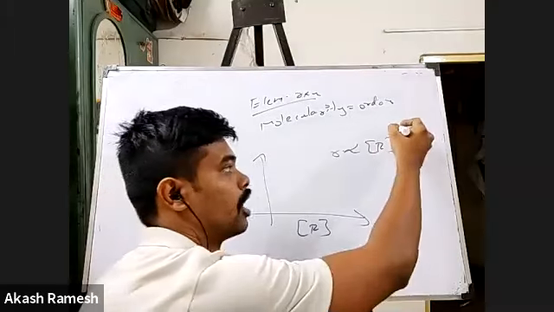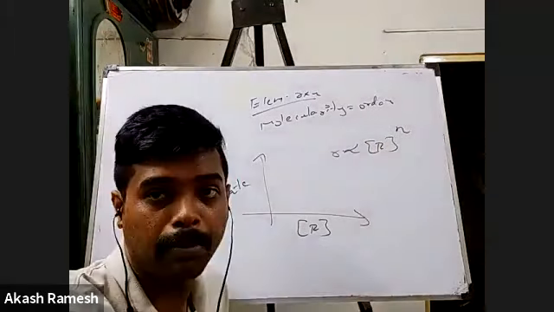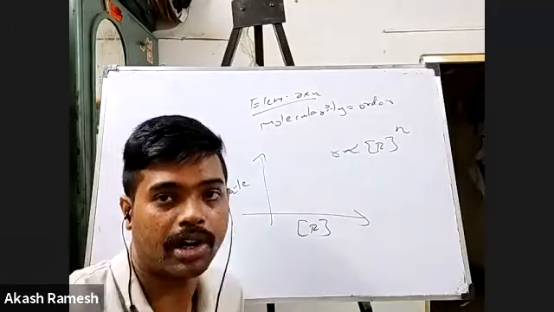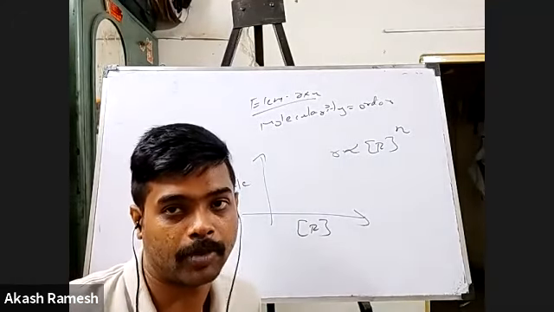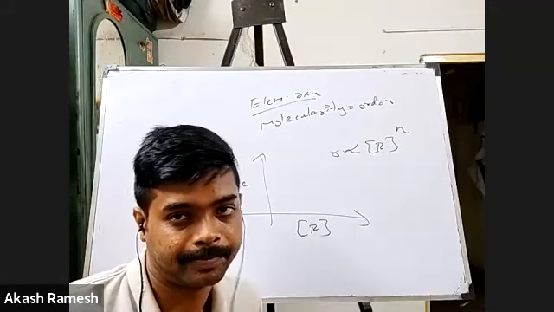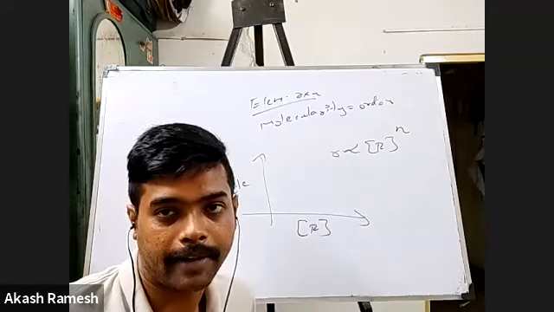But actually it is not going to be like that. You always have some power, and this power, or this order, determines how the rate is varying with respect to the concentration of the reactant, isn't it? And you would have seen so many graphs, right?